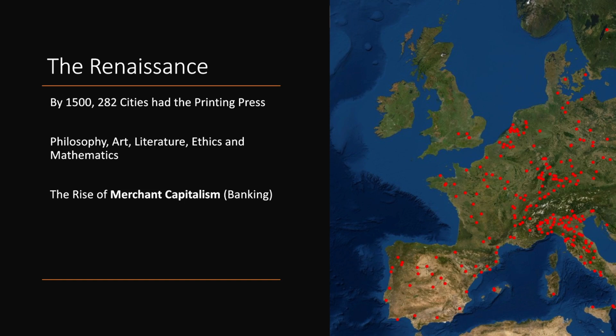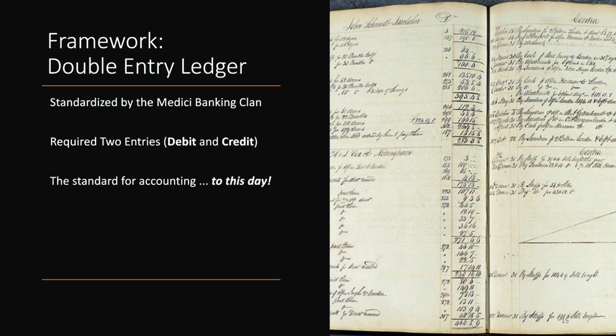And it gave rise to this sort of merchant capitalism. And the reason why is when a society increases knowledge, it's a means to productivity. A lot of economists will agree that the more knowledge a society has, the more productive they are. So the question is, how do you capture that productivity value? So there was this framework that was kind of used a little bit, but it became standardized by the Medici banking clan. So the Medicis were sort of the venture capitalists of the Renaissance era.